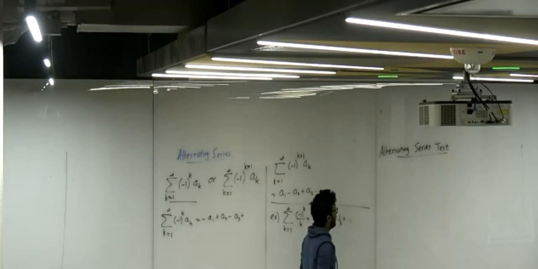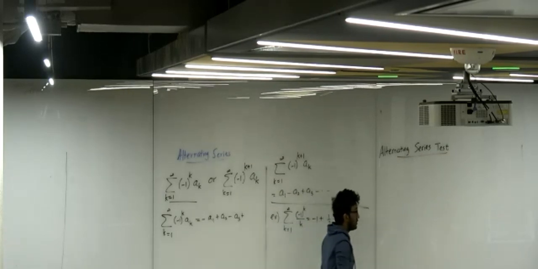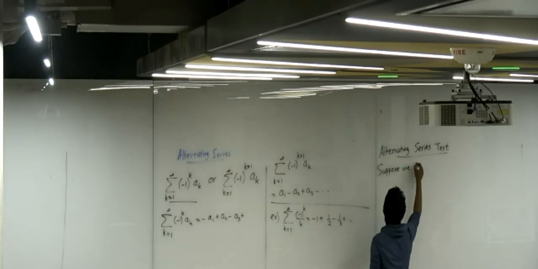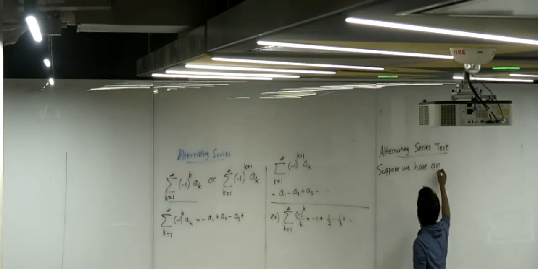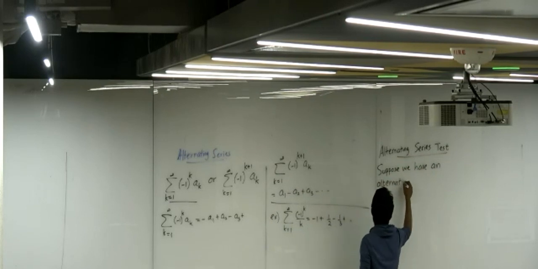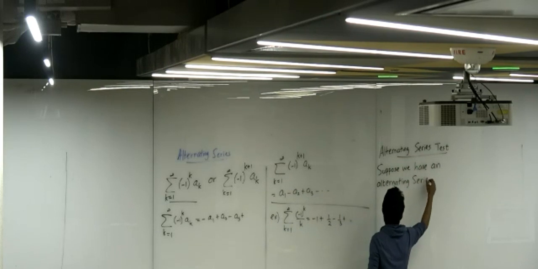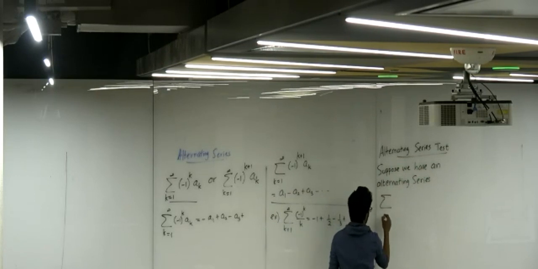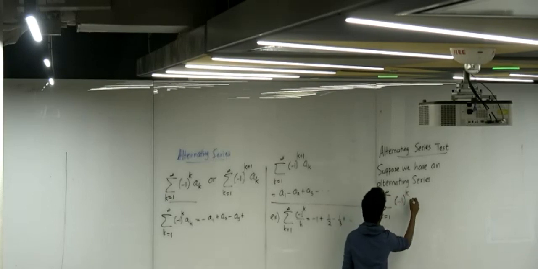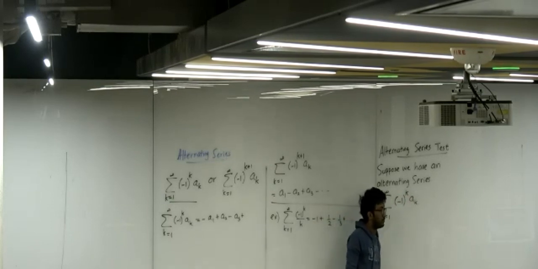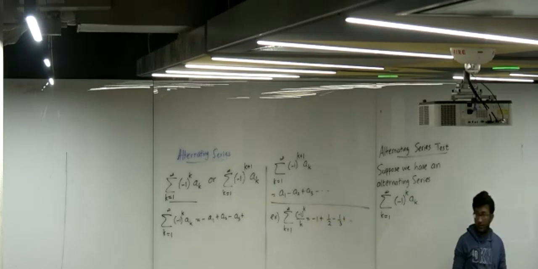Okay. Right. Suppose we have an alternating series. I will write that alternating series as the summation k goes from 1 to infinity, negative 1 to the power k, a_k. We know that in an alternating series, this a_k is positive. Okay. Right.